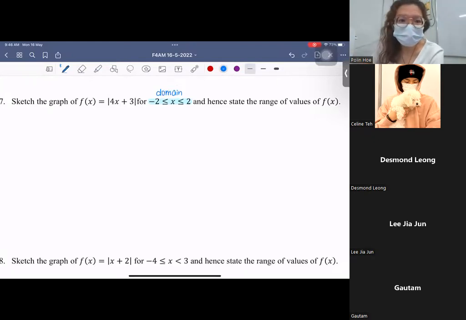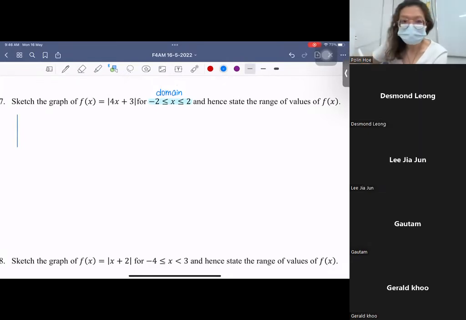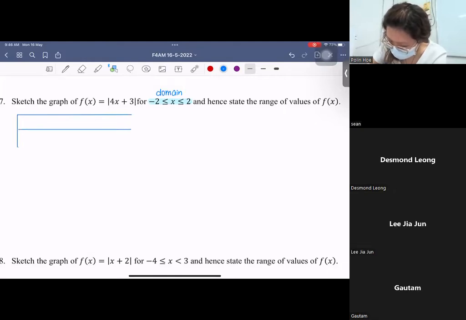So given this domain, you are required to draw a graph. Some of you might draw out -2 to 2 and then draw all the points, but you actually don't have to do so. We just need 4 points.